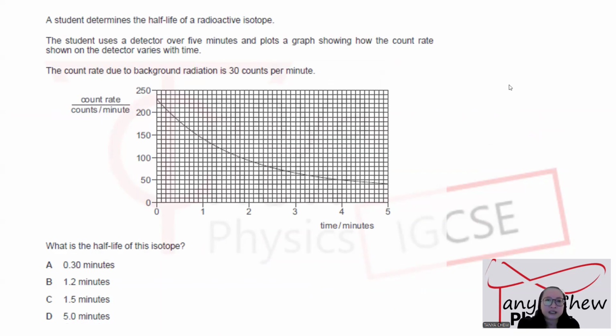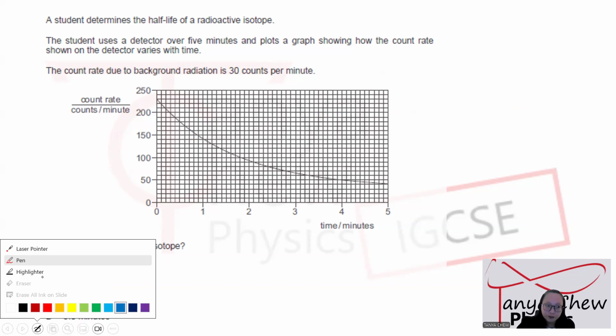A student determines the half-life of the radioactive isotope. The student uses a detector over 5 minutes and plots a graph showing how the count rate shown on the detector varies with time. The count rate due to the background radiation is 30 counts per minute. What is the half-life of the isotope?